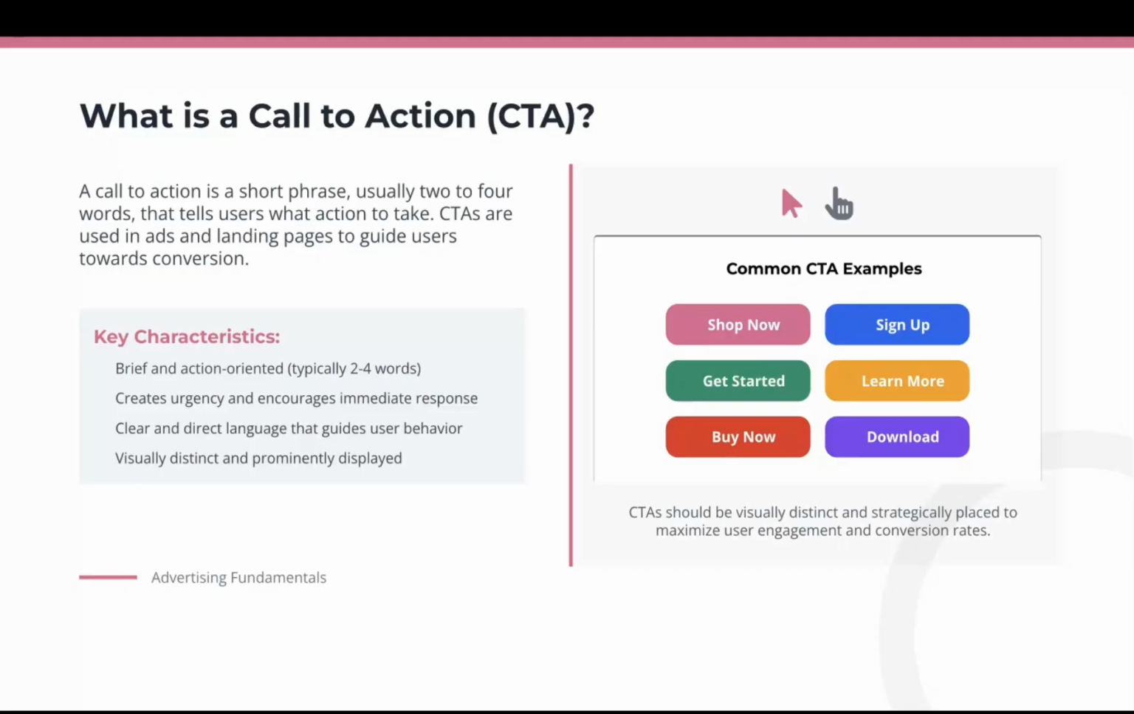It creates some form of urgency, so it encourages an immediate response. It also has clear and direct language that guides users' behavior, and it is visually distinct and prominently displayed. So the call to action should be visible, distinct, and strategically placed to maximize the user's engagement and conversion rate.